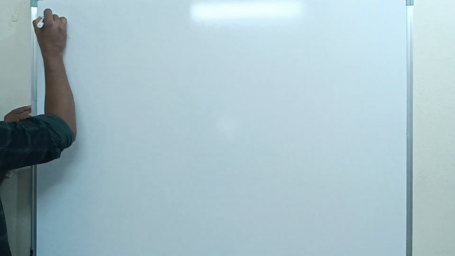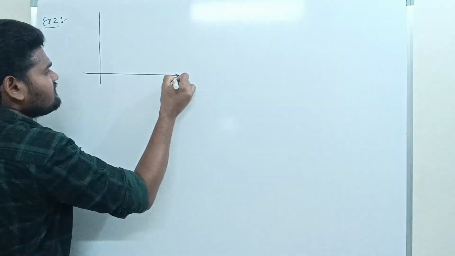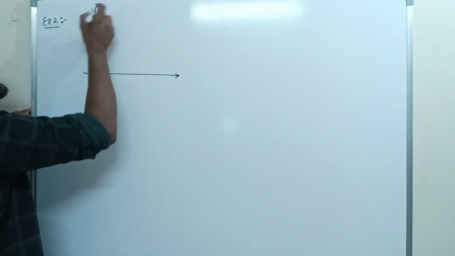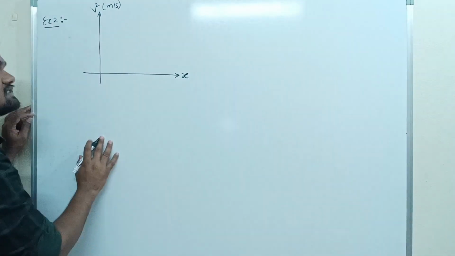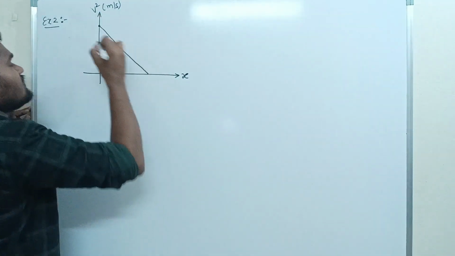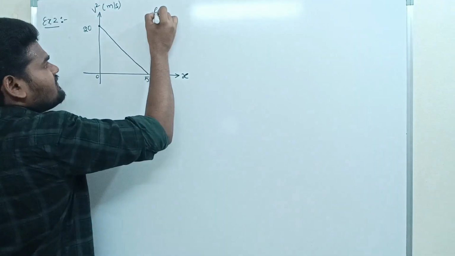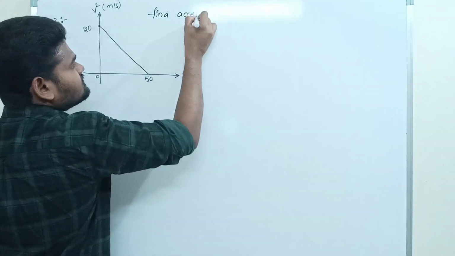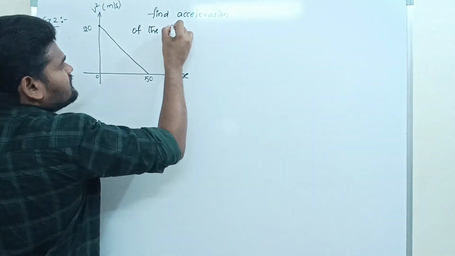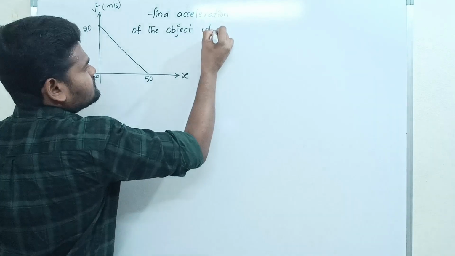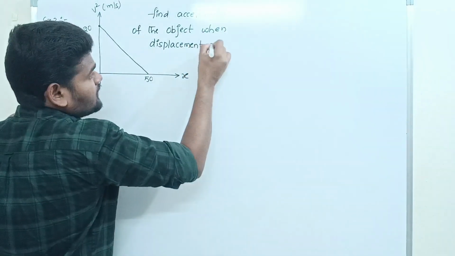Right, have a look. I'm going to take the second example. Okay, example number 2. At this time, instead of v, I'm taking v square on the y-axis in meter per second. Same along the x-axis, I'm taking the displacement x. The slope is the same, that is 20 and 50. So this is origin O. The question is the same. Find the acceleration of the object when displacement is 0.